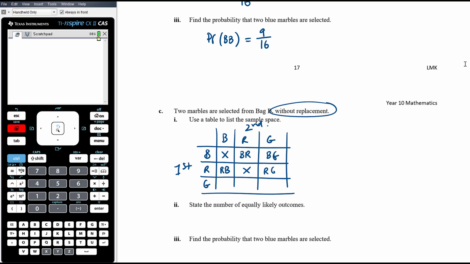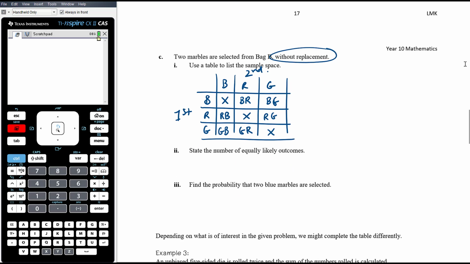But I could draw a red and then a green. I could draw a green and then a blue, a green and then a red, but I couldn't draw a green and then a green, because if I've taken the green out and I'm not replacing it, then I can't draw a green at the second selection. State the number of equally likely outcomes. So this time there's only 6 equally likely outcomes. Those 3 down the middle are not possible. There's only 6 equally likely things that will happen.